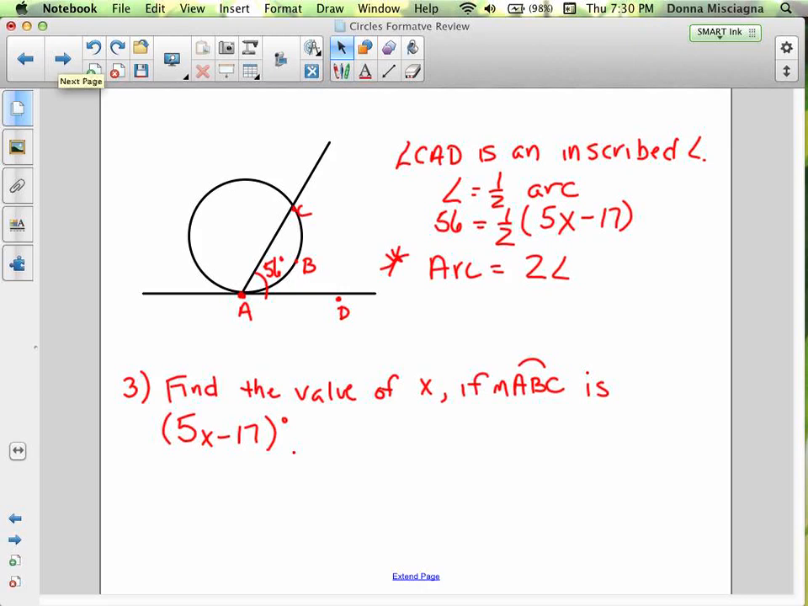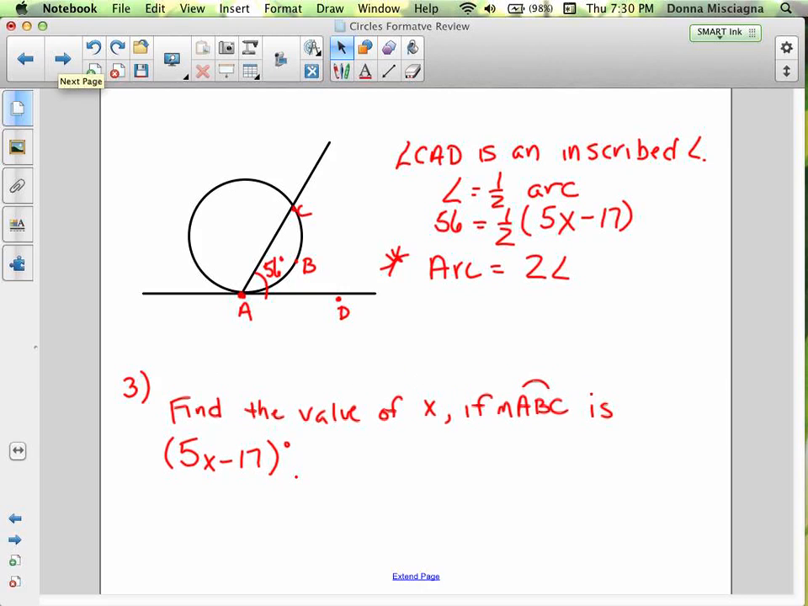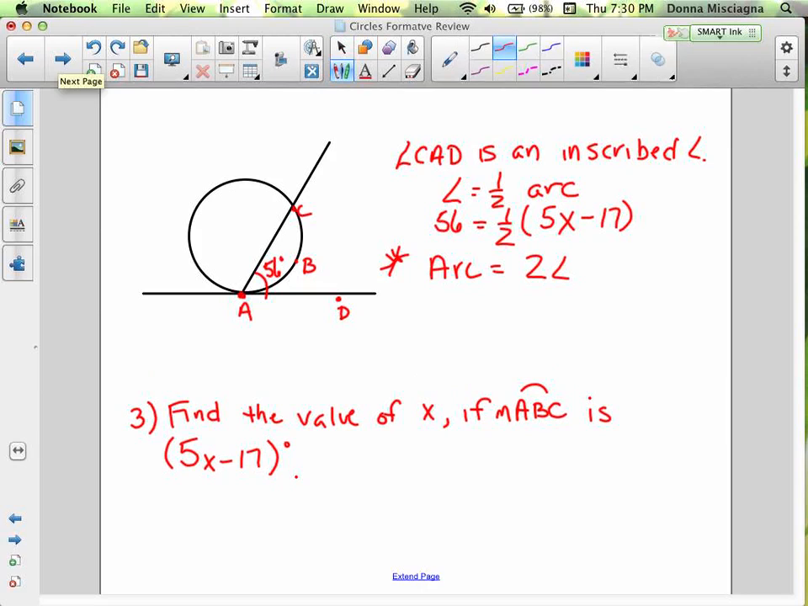Right? So now let's use that equation. So if you're distributing to two even values, then it's fine to use the angle equals half the arc, because it would be fine to distribute the 1/2. But if you have an odd number, then you're going to want to use the arc is twice the angle. Maybe we'll do two problems like this. I don't know. So the arc here is 5x minus 17.